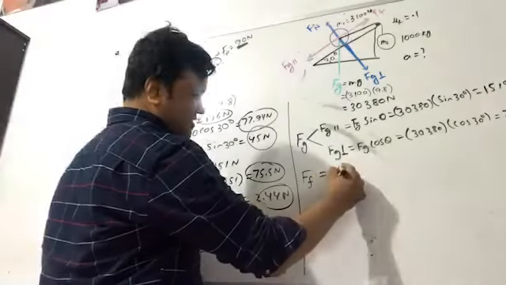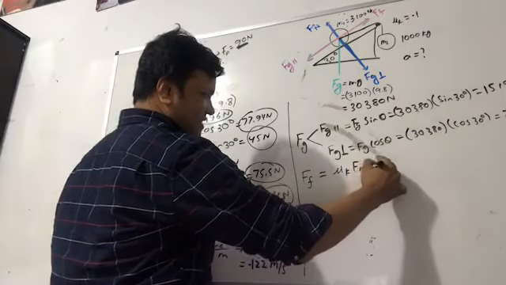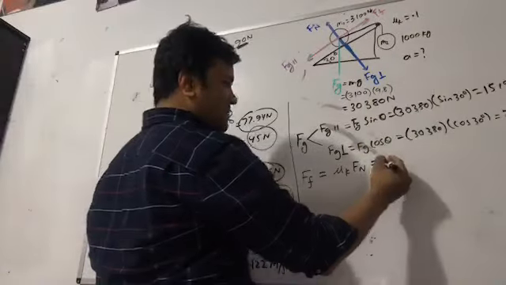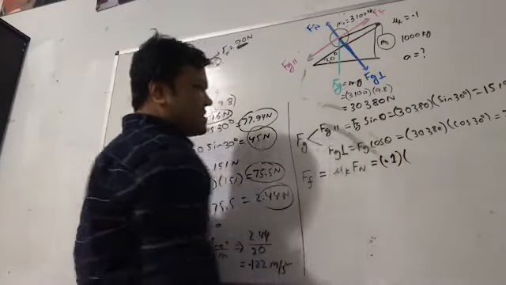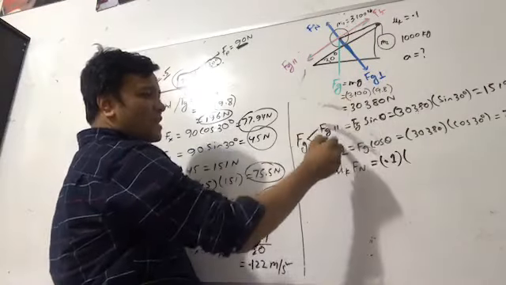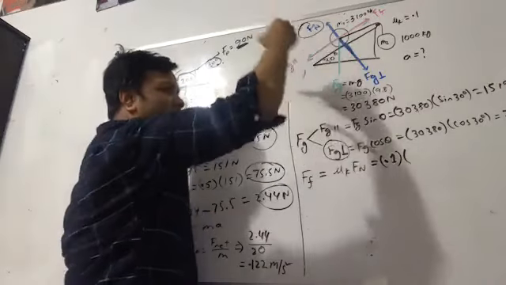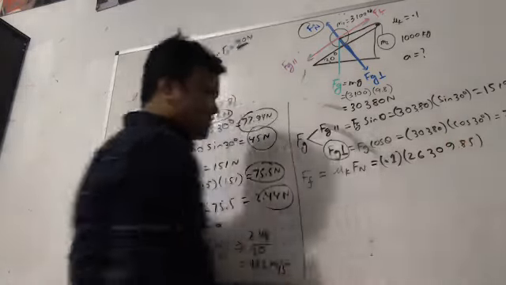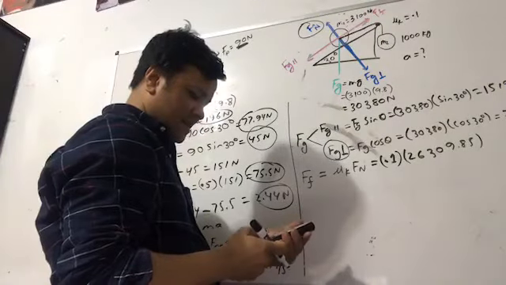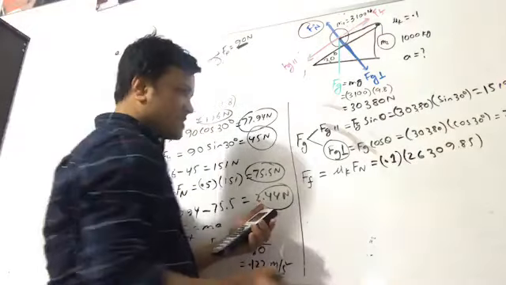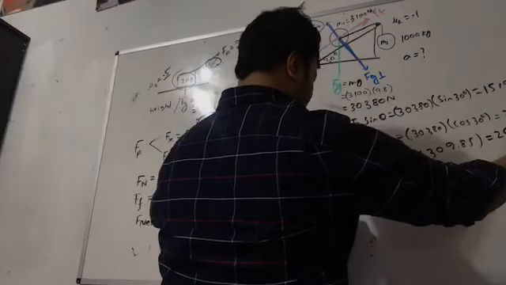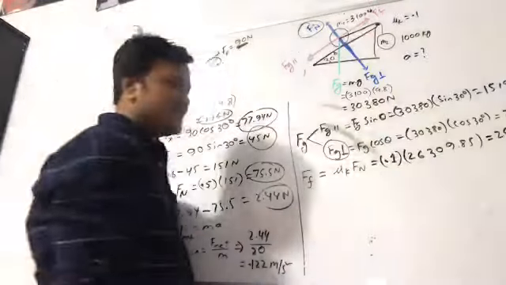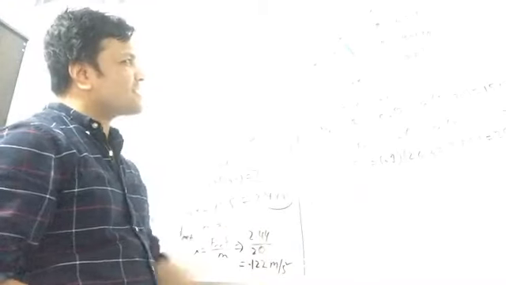Force of friction is mu k Fn. What is our mu k? Mu k is 0.1, and Fn is, what is Fn? Perpendicular component is also called Fn. So 2630985 times 0.1, and that is 2630.98. Okay, that is the force of friction acting on it.